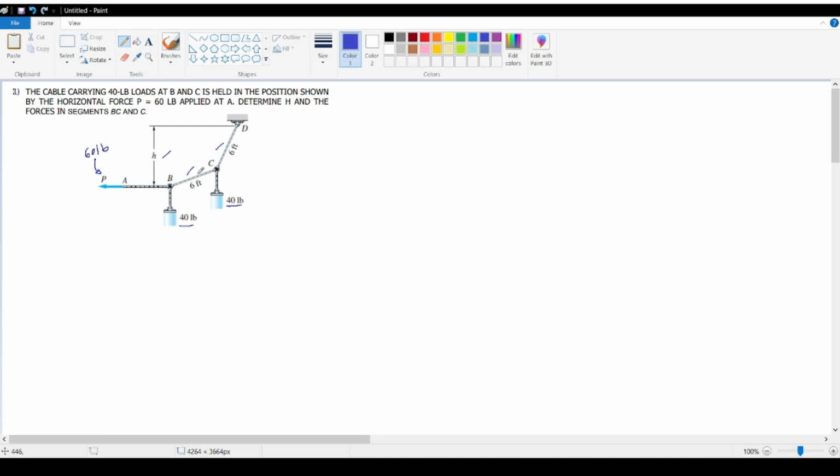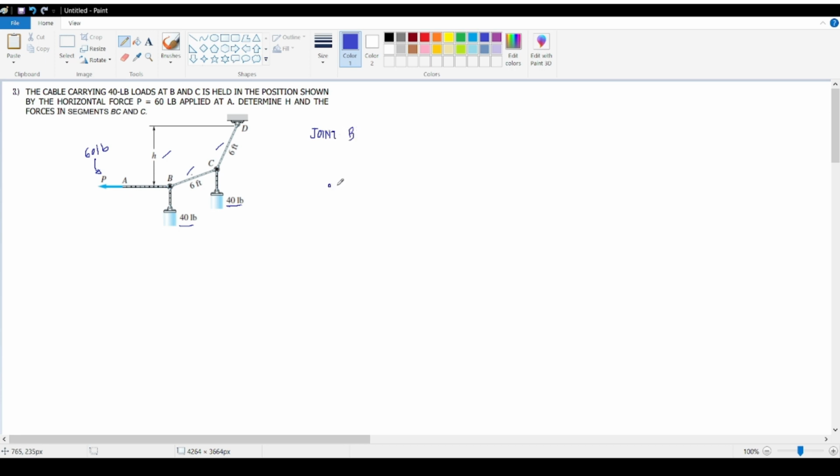So I think it would be easier if we solve the forces in the cables first before we start solving for the value of h. If you want to solve for the forces of these cables, let's draw the joints one by one, so it will be easier for us to analyze. Let's start with joint B.